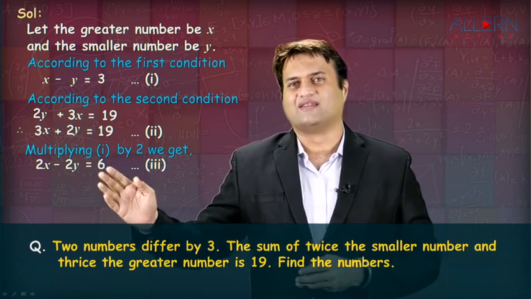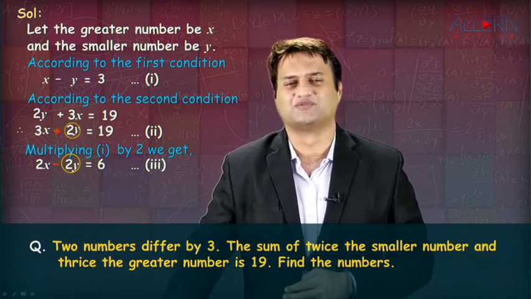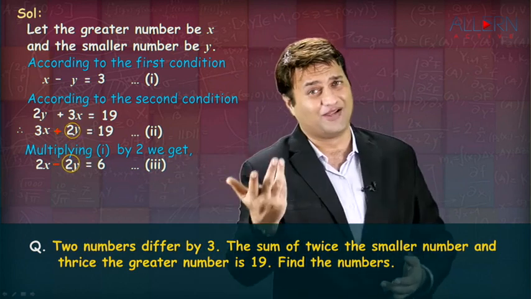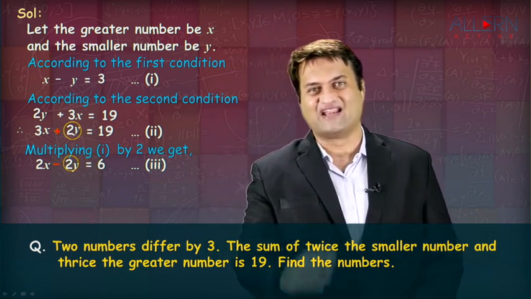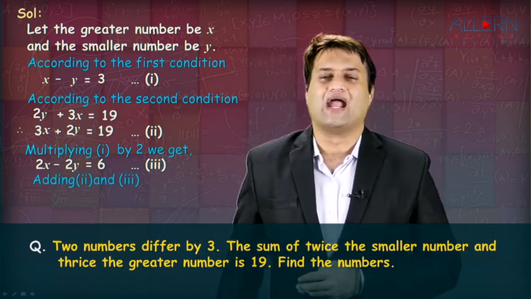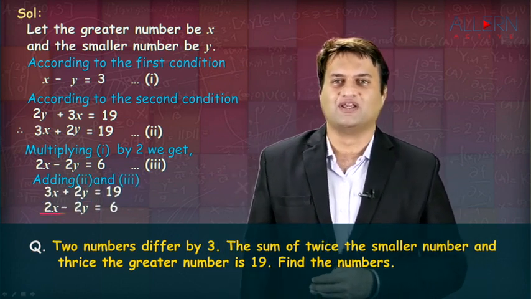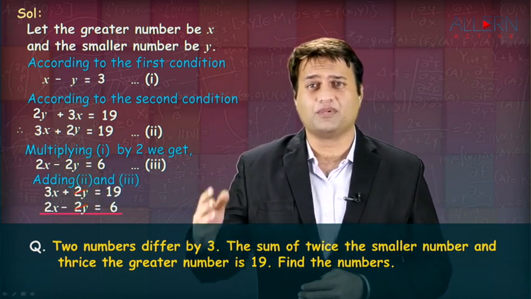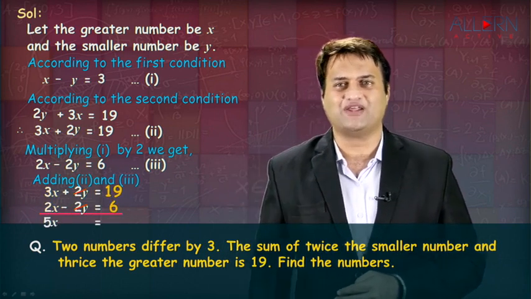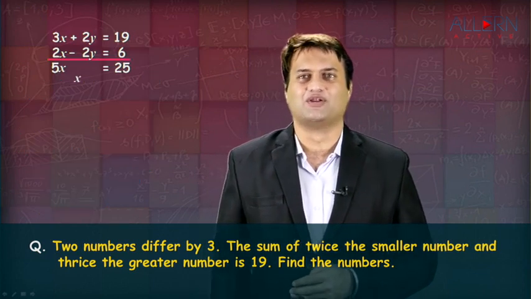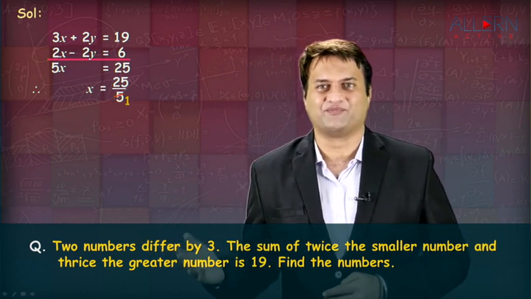Now, look at the second and the third equation. In the second equation, it is plus 2y. In the third equation, it is minus 2y. The signs are different, and because the signs are different, we need to add the two equations. So, let us add the two equations. Adding equation 2 and 3, plus 2y minus 2y gets cancelled. You get 5x is equal to 25. So, you get x is equal to 25 upon 5, that's x is equal to 5, right.